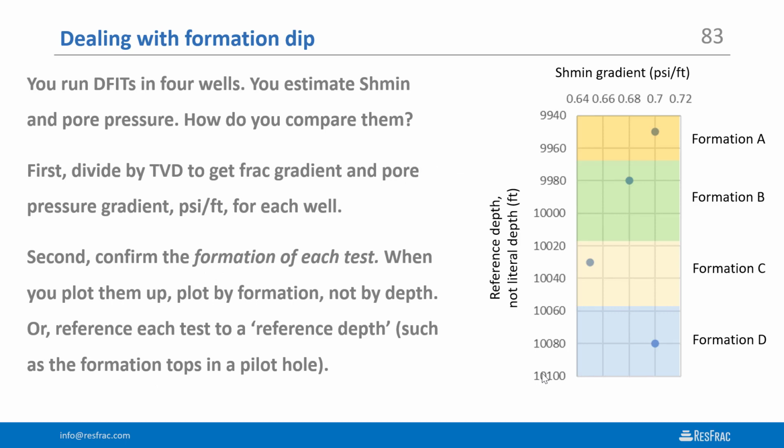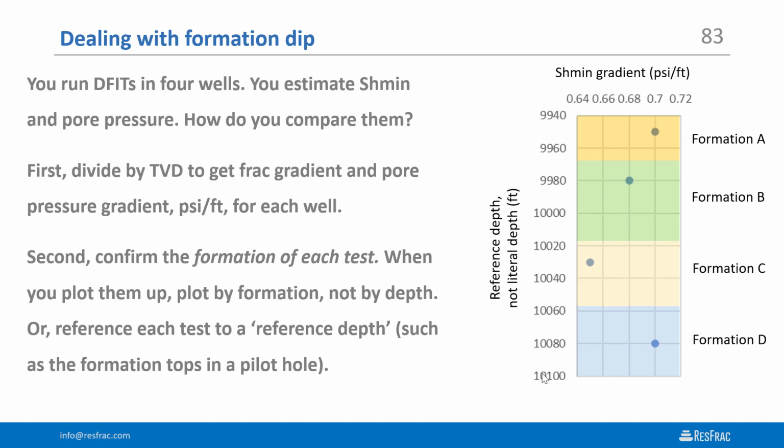All right, another thing to keep in mind here is formation dip. So what if you have multiple DFITs in different wells and you want to compare them? First off, this is why you should always calculate gradients. You should always divide by depth, TVD, in order to get an apples to apples comparison.